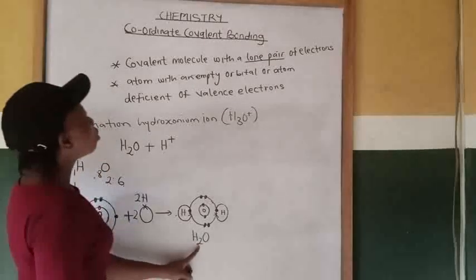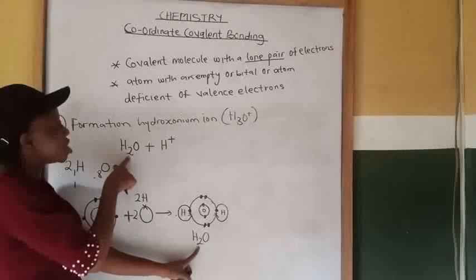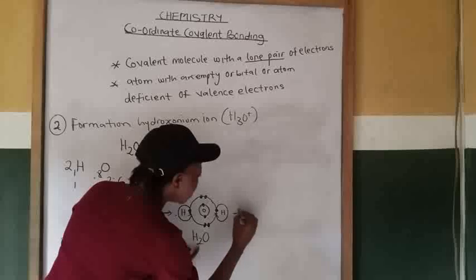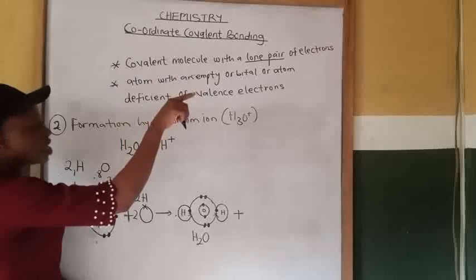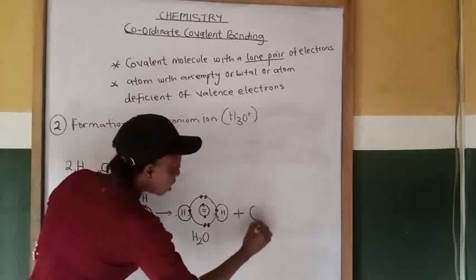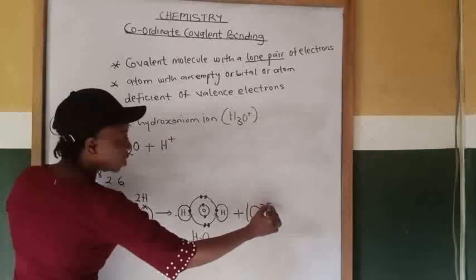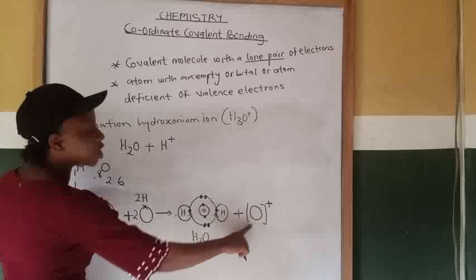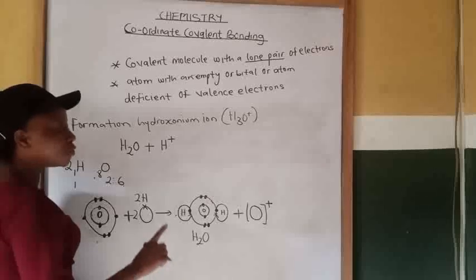Then where are we going? We want to form the hydronium ion. The hydronium ion is a reaction between H2O and a hydrogen ion. The hydrogen ion has an empty valence orbital, because it has donated out 1 electron to become positively charged. So it has an empty valence orbital, with that plus. Then the hydrogen ion needs to achieve a stable structure of a noble gas.